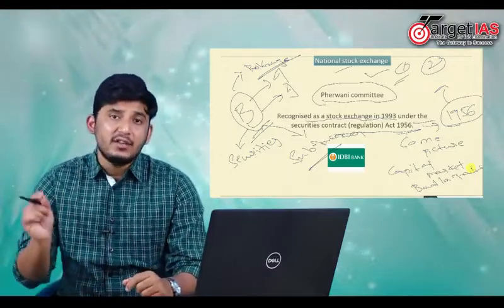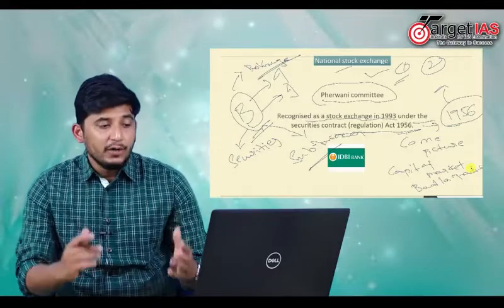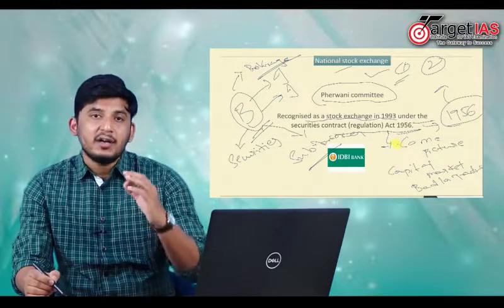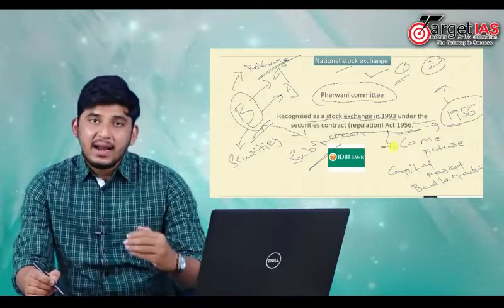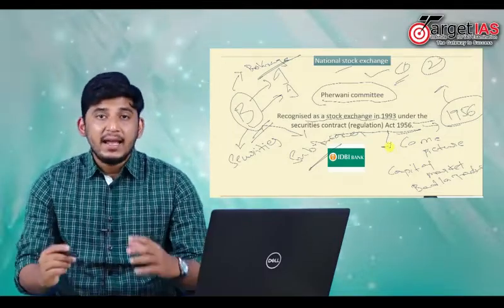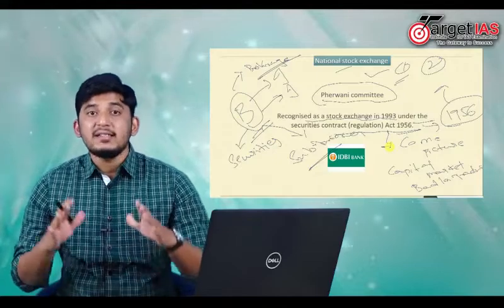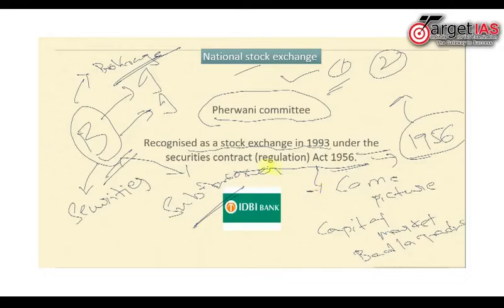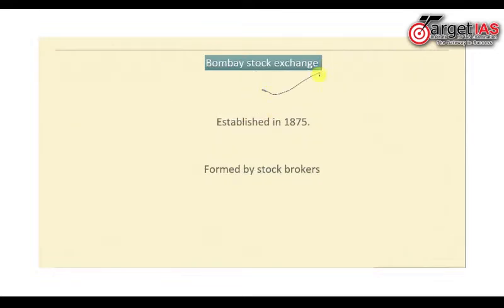In order to restrict this, the Securities Contract and Regulation Act came into the picture, which restricted Badla trading and other irregularity patterns of the capital market. They came up by recognizing certain institutions like the National Stock Exchange, where they increase the trust among the people. So this is about the National Stock Exchange in brief. Moving on to the Bombay Stock Exchange.